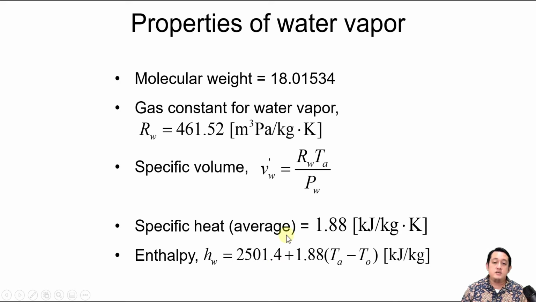As mentioned before, for dry air we use the subscript a. For water vapor, we use a small w. If you see a small w, that is representing the water vapor.